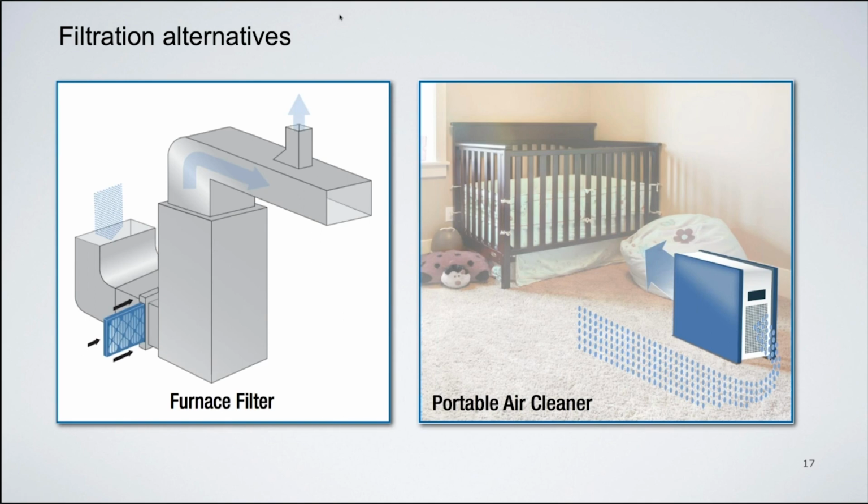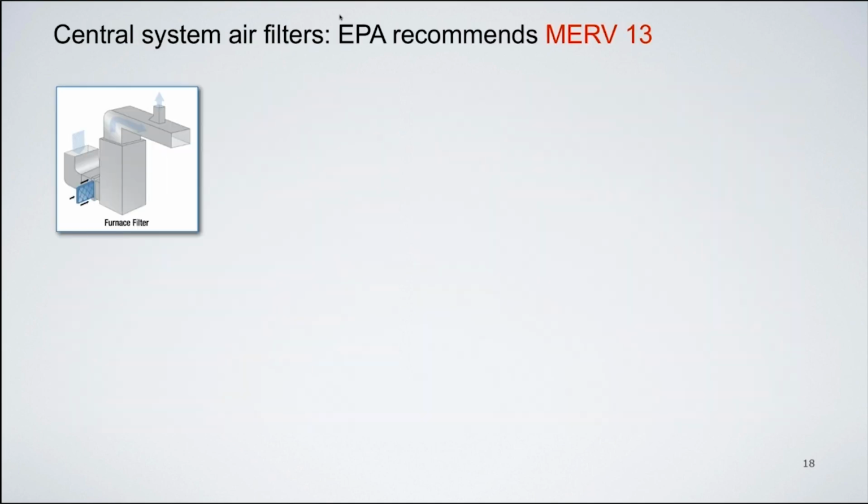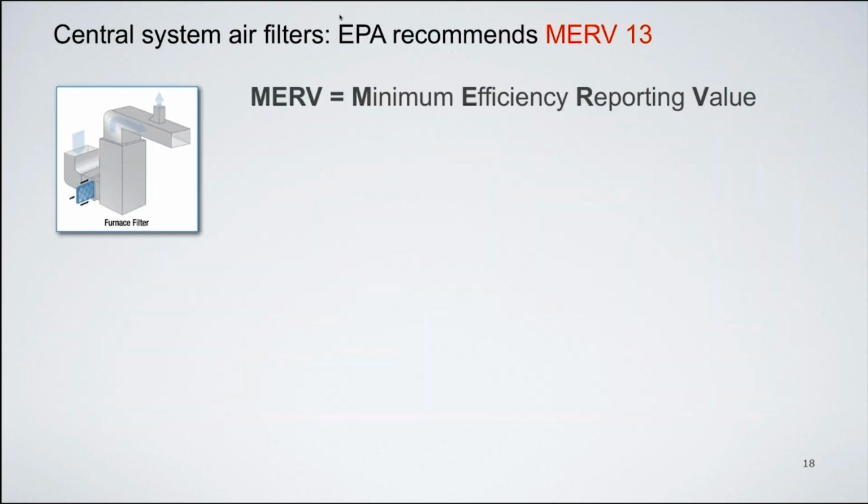As Terry's outlined, one in a central system, or perhaps a portable, or perhaps more than one portable in a space. So let's talk about those a little bit with respect to the revised EPA guidance. The guidance strongly recommends MERV 13. So again, MERV 13 stands for Minimum Efficiency Reporting Value of a level of 13 or above.